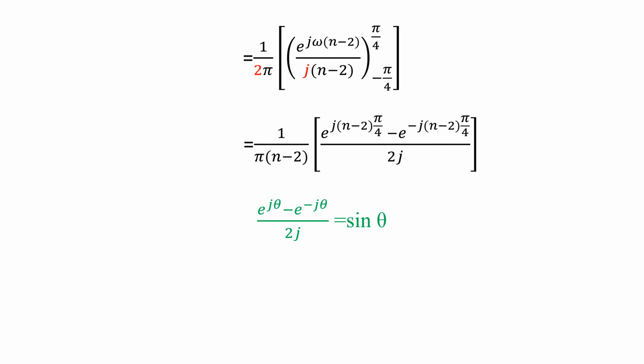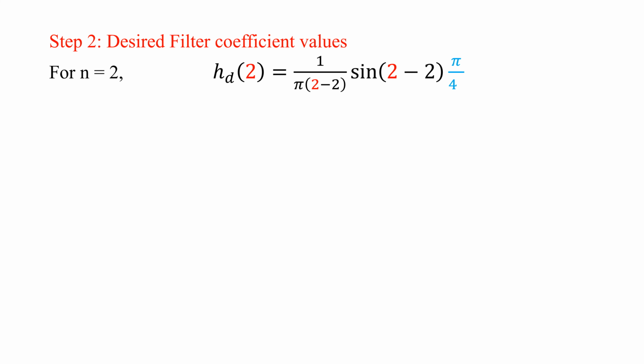Now the obtained equation is similar to e power j theta minus e power minus j theta by 2j. So we can convert it into sine form. We got the desired coefficient function. Then as a next step, we will find the values.